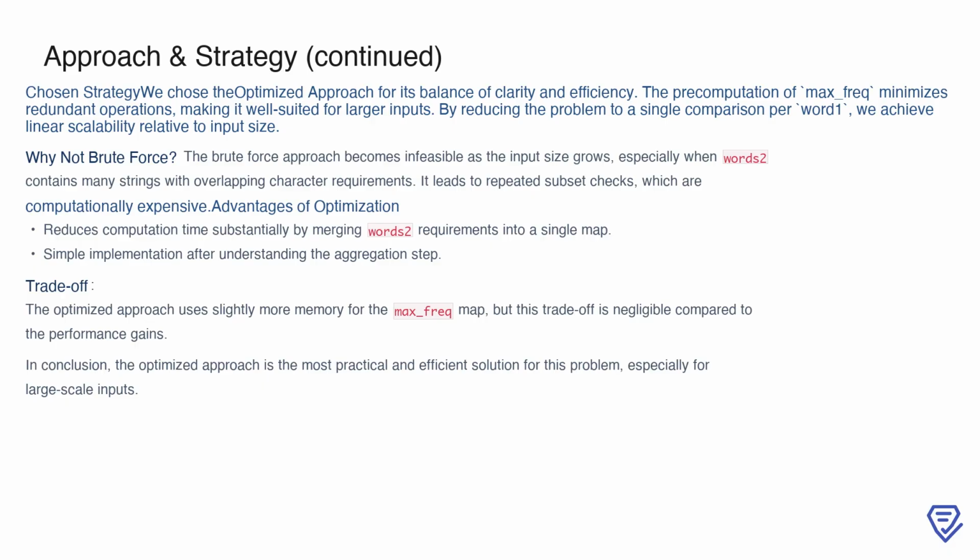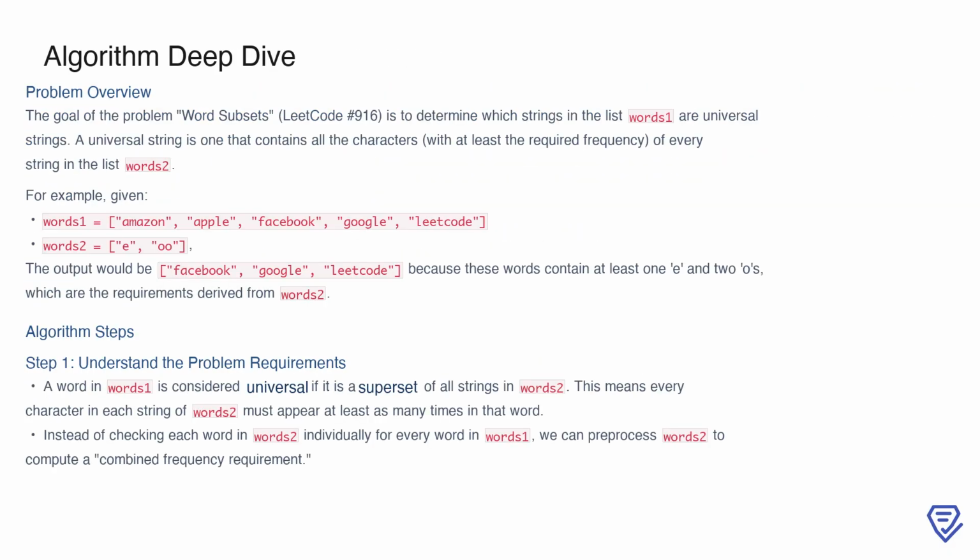In the word subsets problem, the goal is to identify which words in the words 1 list are universal strings. A word is considered universal if it contains all the characters, with at least the required frequency, from every string in the words 2 list.